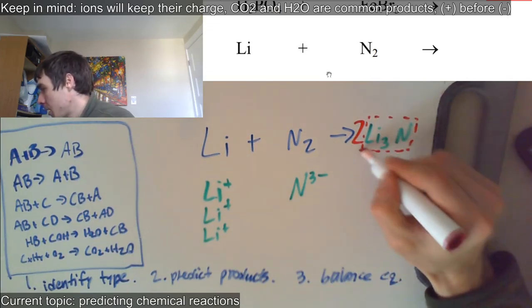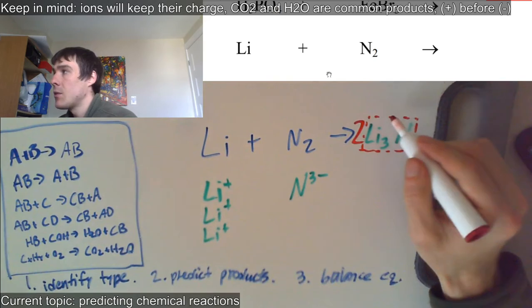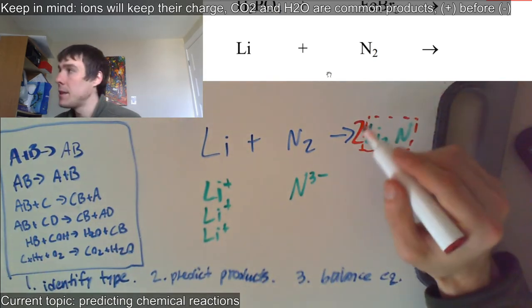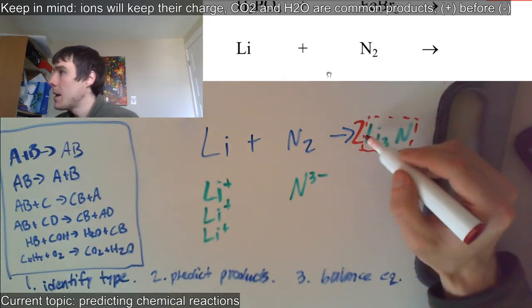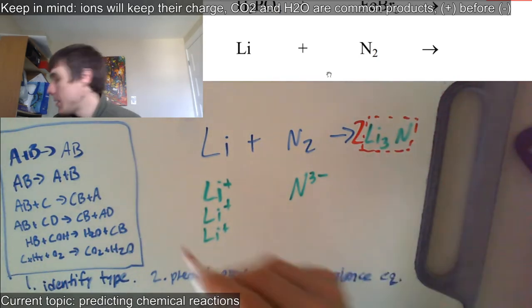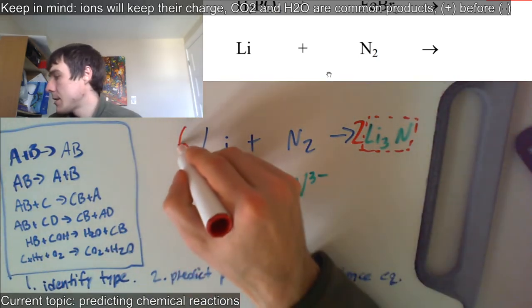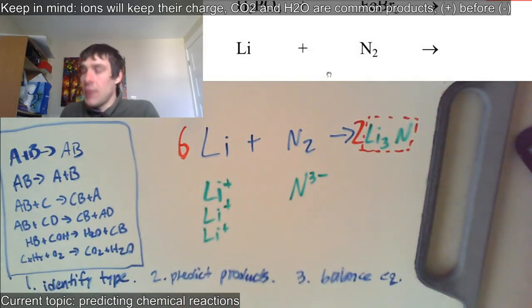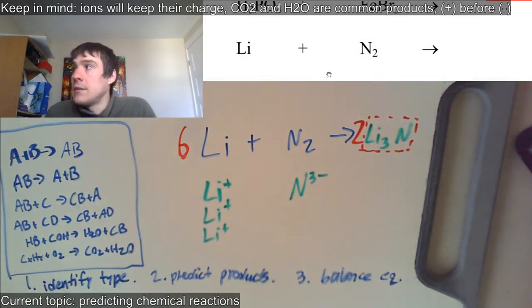Now I'm multiplying the whole thing because that's how the coefficients work. So 2 times 3 lithiums is 6 lithiums. So we need 6 lithiums on this side. And now the thing is balanced. So that's one way to balance it.